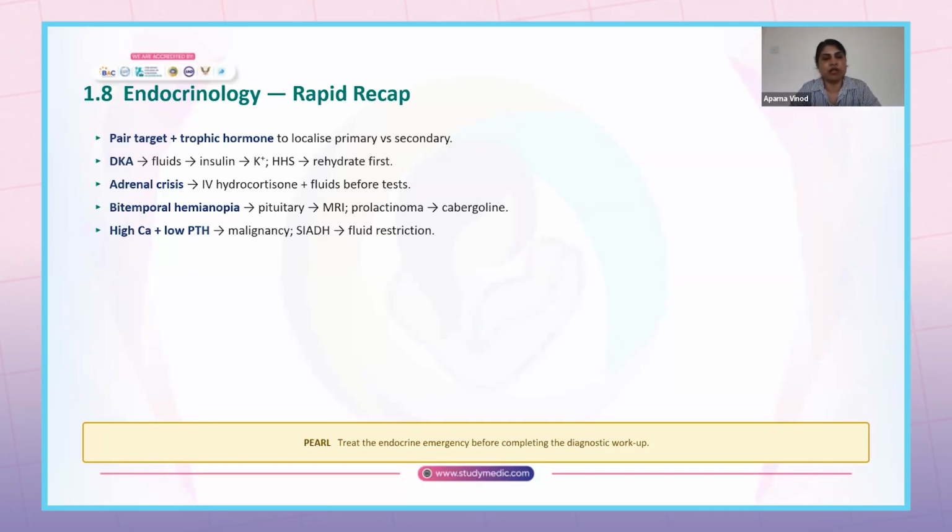And if there is a bitemporal hemianopia in the stem, it is usually because of a pituitary prolactinoma or macroadenoma. MRI, and treatment will be gabapentin or surgery depending on the situation.